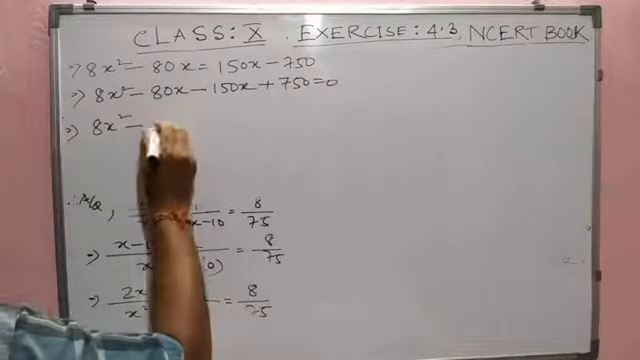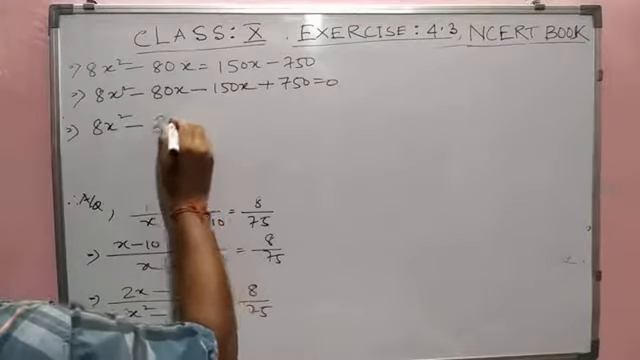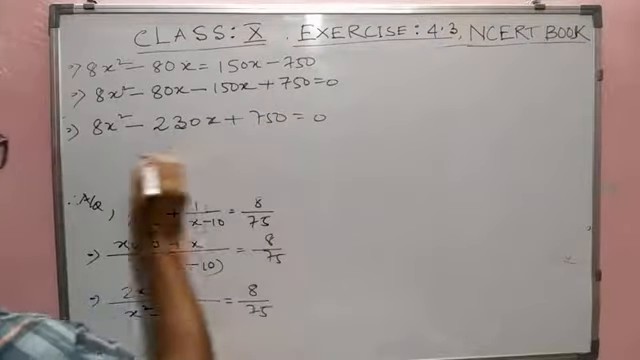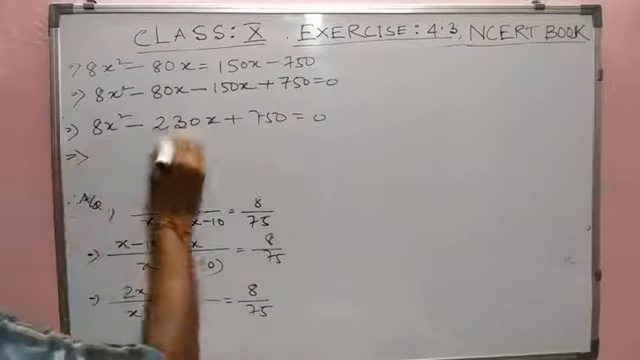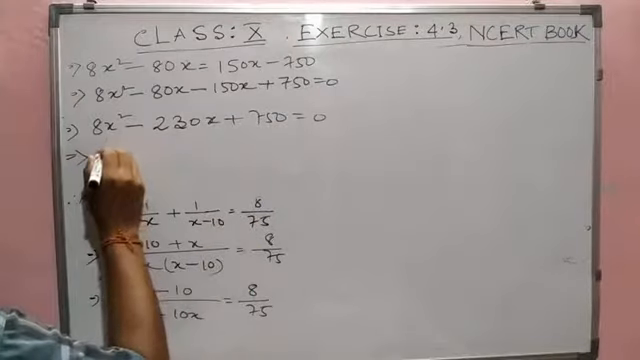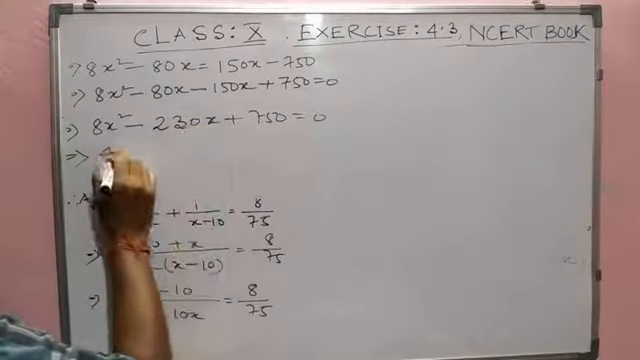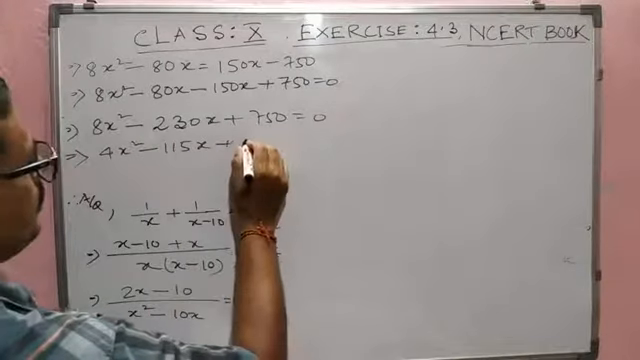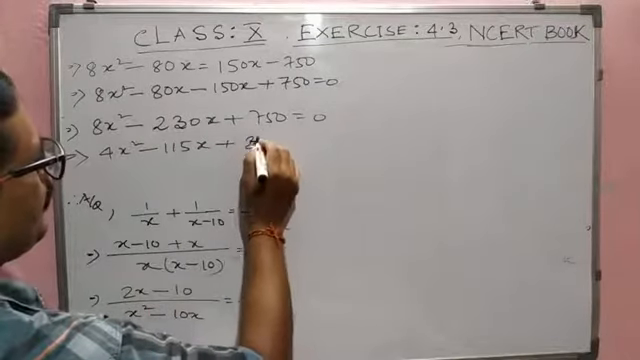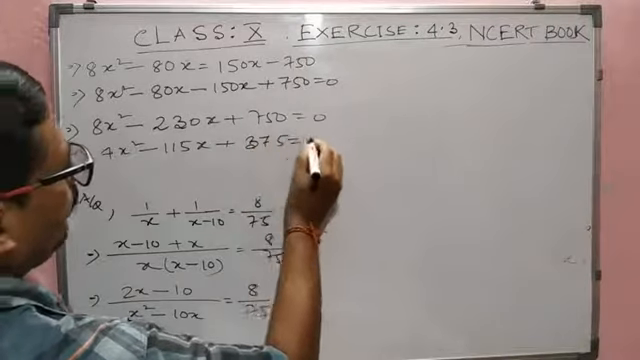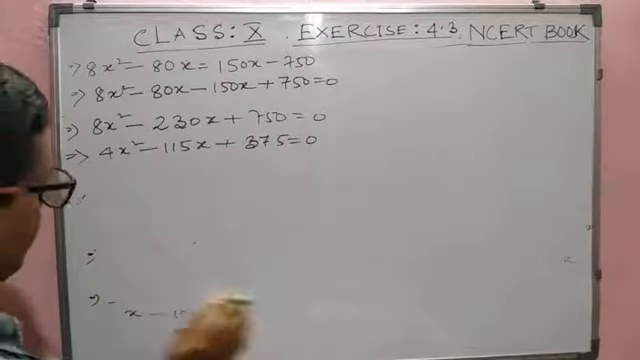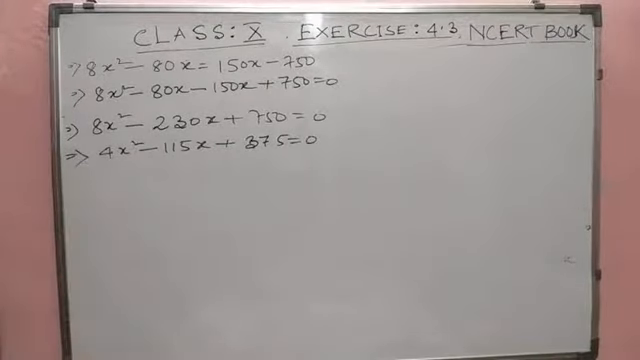Now it will be 8x square minus 230x plus 750 equal to 0. This implies that we can divide this equation by 2, so it will be 4x square minus 115x plus 375 equal to 0. Now we will solve this one by middle term factorization. So let us see how to solve.